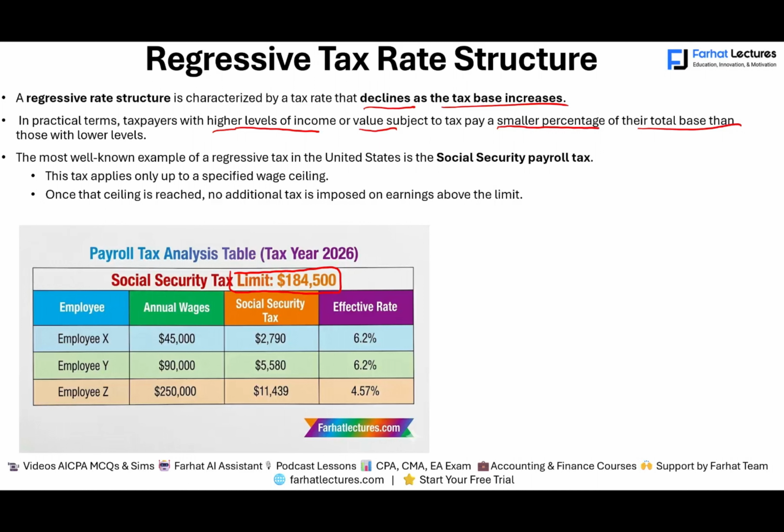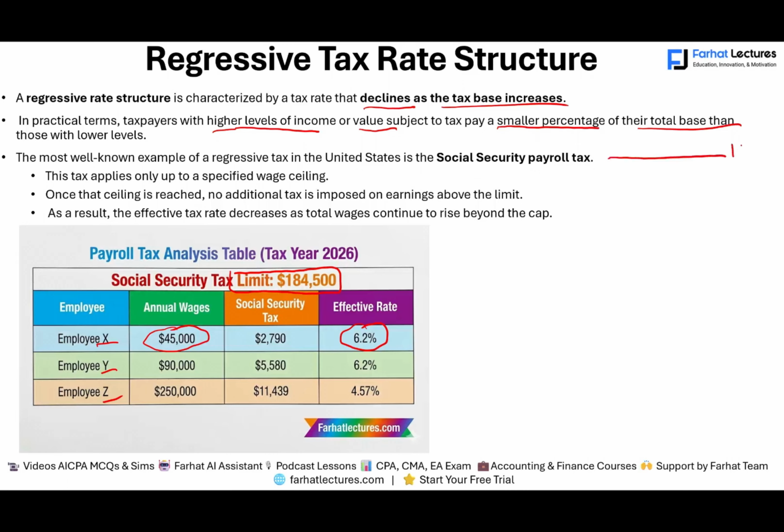So here's what's going to happen. Let's assume we have 3 employees, employee X, Y, and Z. The first employee X made $45,000. The Social Security tax rate is 6.2%. Remember, we have a limit, and the limit is $184,500, and it changes every year. So if you're looking at this in 2027 or 2028, please don't panic. The limit will change, but the concept will stay the same.